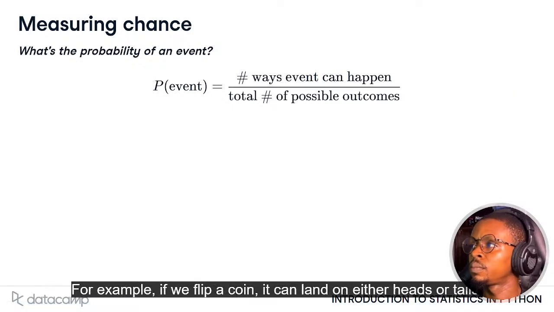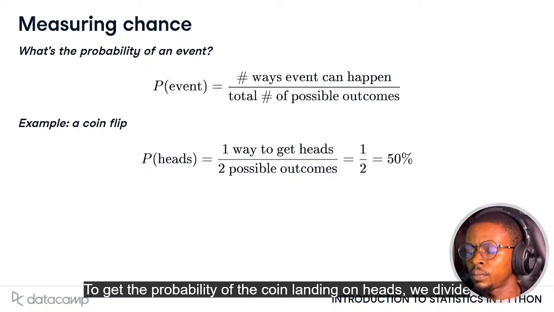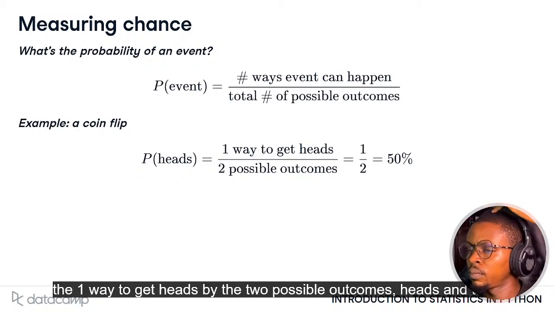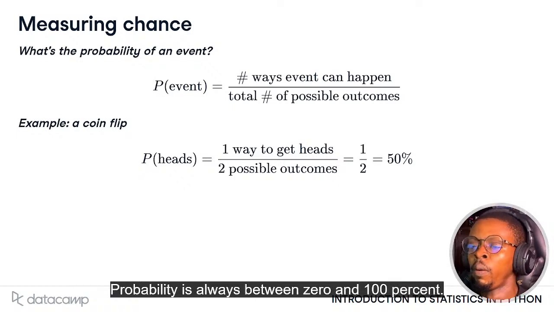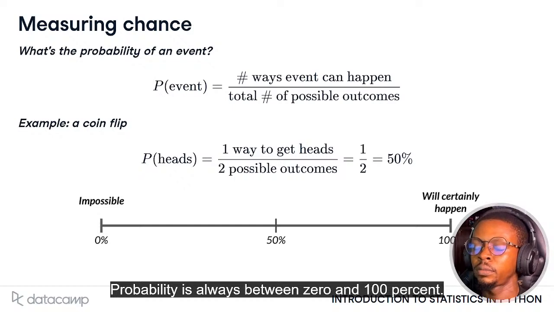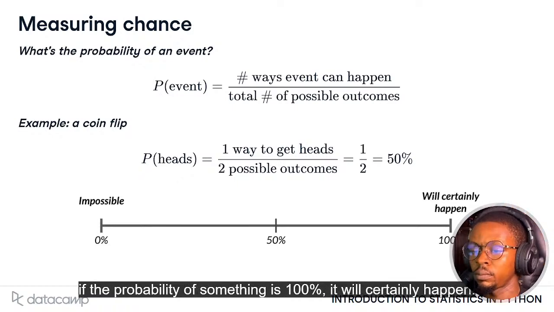For example, if we flip a coin, it can land on either heads or tails. To get the probability of the coin landing on heads, we divide the one way to get heads by the two possible outcomes, heads and tails. This gives us 1/2, or a 50% chance of getting heads. Probability is always between 0 and 100%. If the probability of something is 0, it's impossible. And if the probability of something is 100%, it will certainly happen.